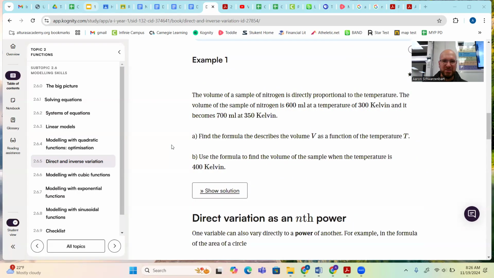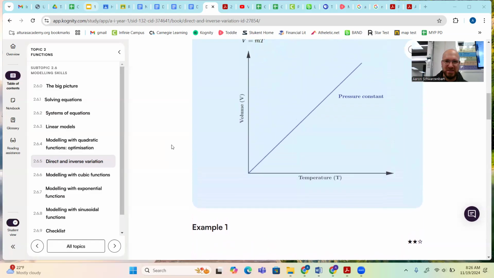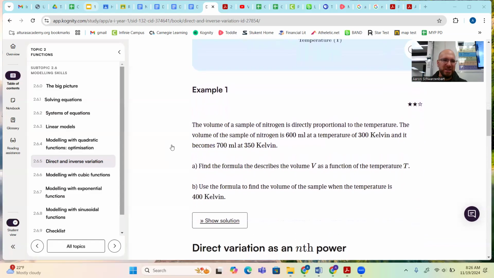So here, the volume of a sample of nitrogen is directly proportional to the temperature. The volume of the sample of nitrogen is 600 milliliters at 300 Kelvin and becomes 700 milliliters at 350 Kelvin. Find a formula that describes this. One of the keys here is the temperature is in Kelvin. That means volume theoretically is zero when you are at 0 Kelvin. You have to have an absolute temperature scale where 0 degrees is zero temperature. There are no negatives. So find a formula that describes V as a function of T.